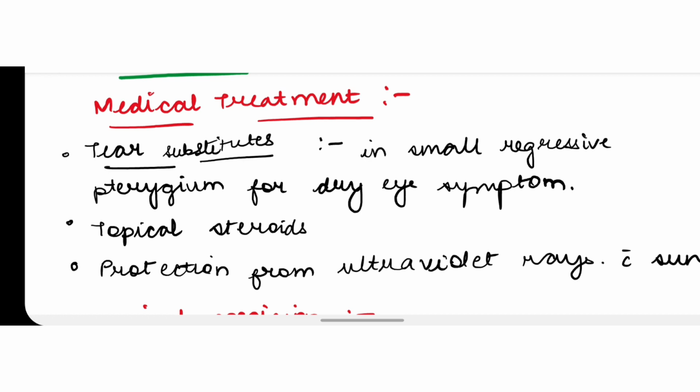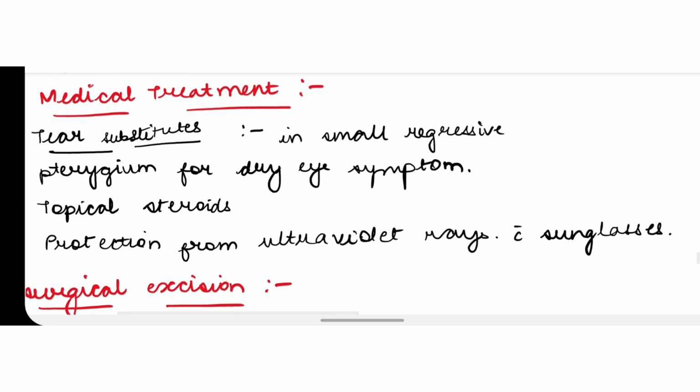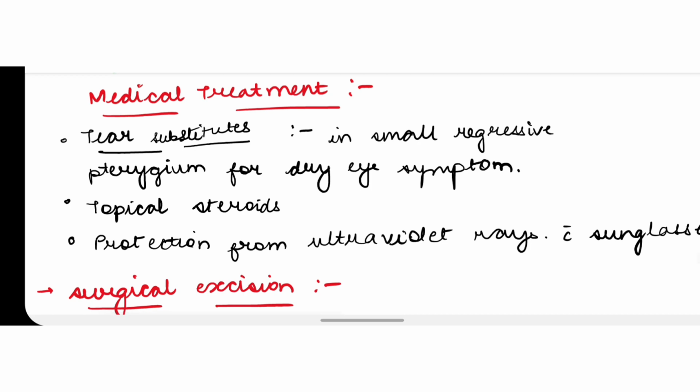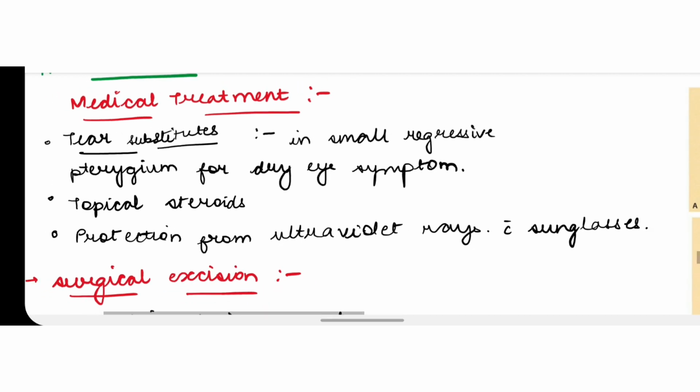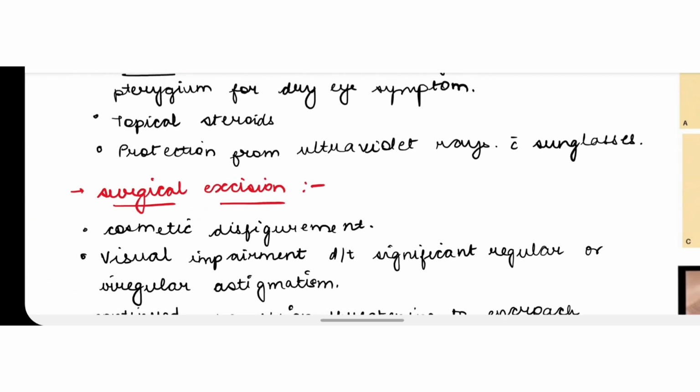Now second of all, we can give the topical steroids, and third, we can protect the eyes from the ultraviolet light with the use of sunglasses. So the patient can be advised to use sunglasses while going out. Second of all, surgical excision.